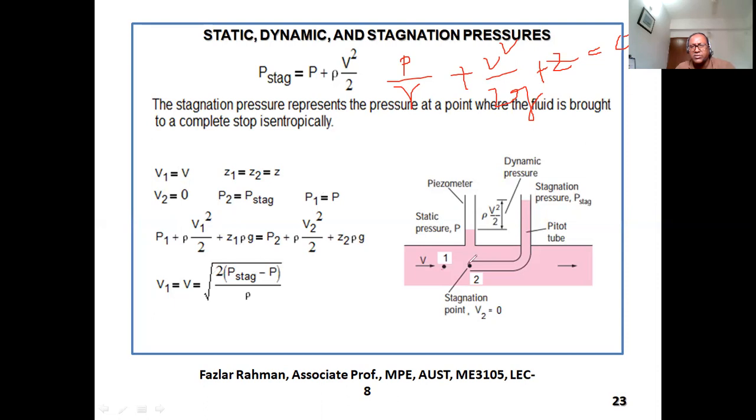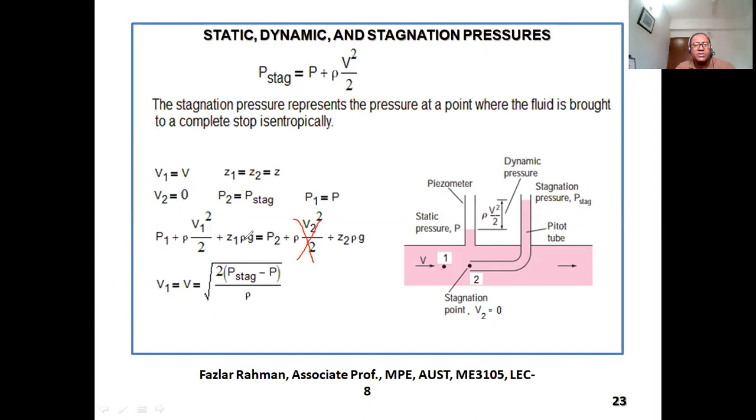Now, I apply this equation between these 2 points. So, at point 1, what do we have? I have P1, static pressure. I have V1, right? P1, V1, and obviously Z at points 1 and 2 will be the same. But at point 2, velocity is 0. So, this is the equation I apply between point 1 and 2. Now we see at point 2, velocity is 0, so the velocity term will be 0.